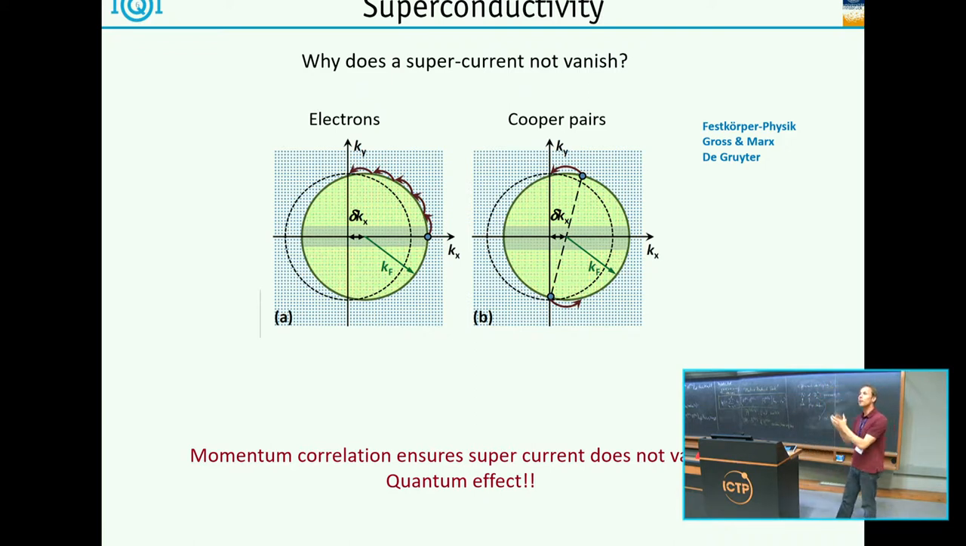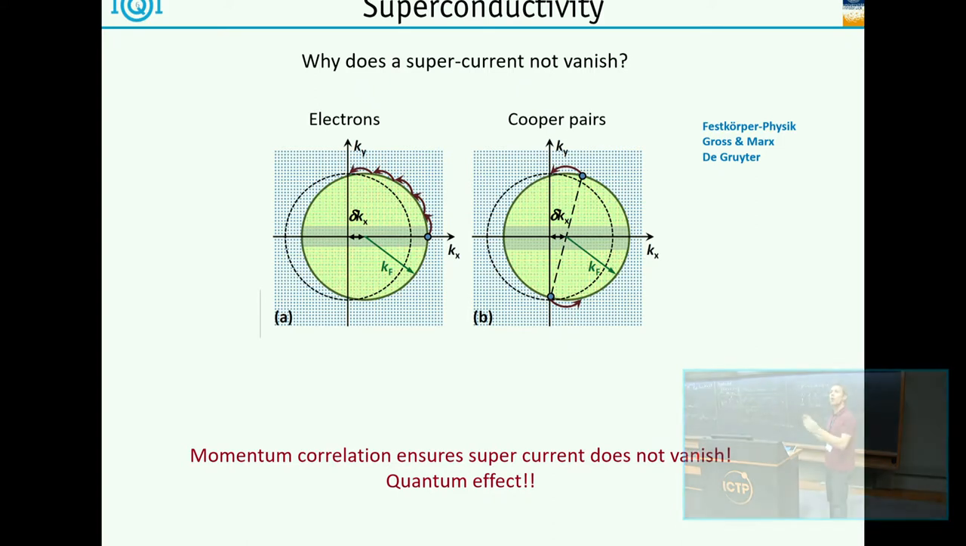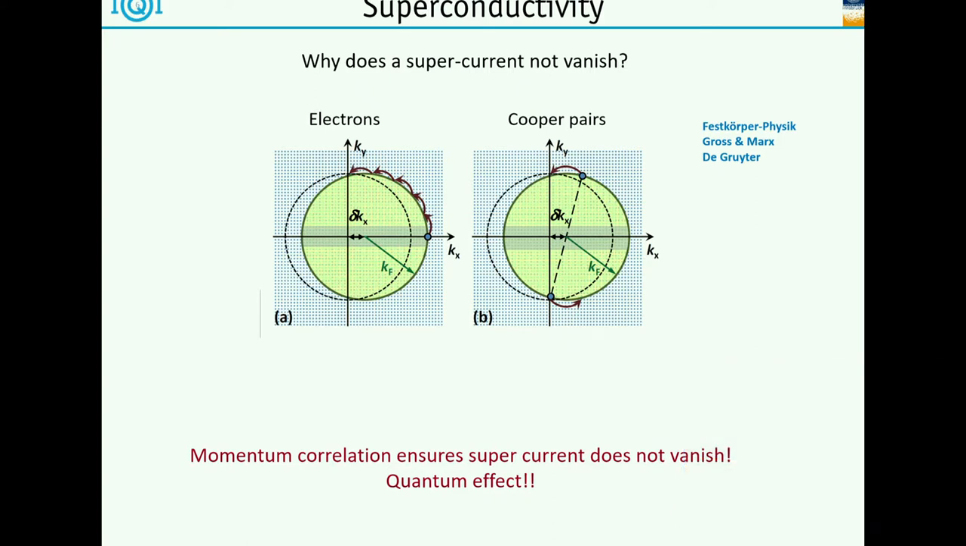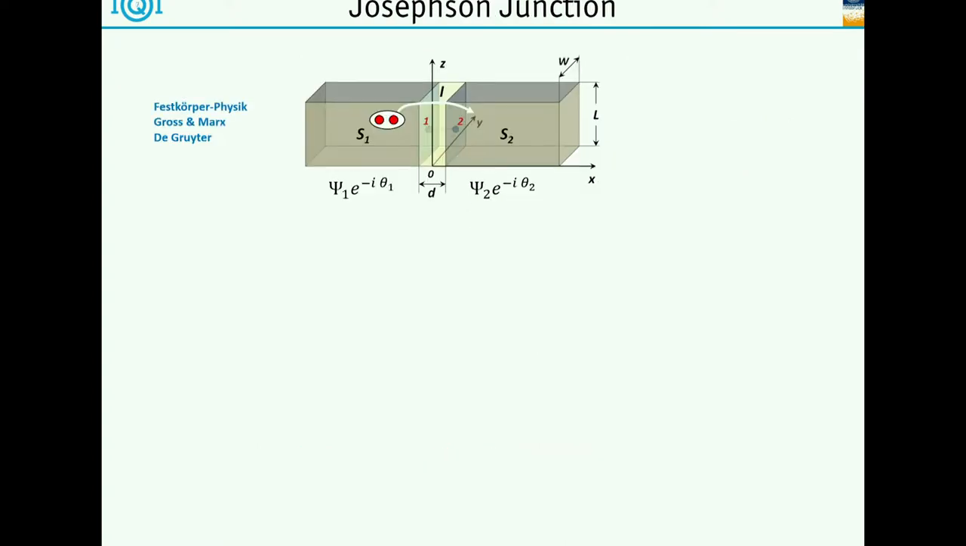So we have these Cooper pairs. They can flow completely dissipationless through our material. Another very important thing we will need in later lectures is the so-called Josephson junction. Now, this junction is essentially a sandwich of a superconductor, a very thin insulating barrier, typically something like a nanometer, and another superconductor on the right.